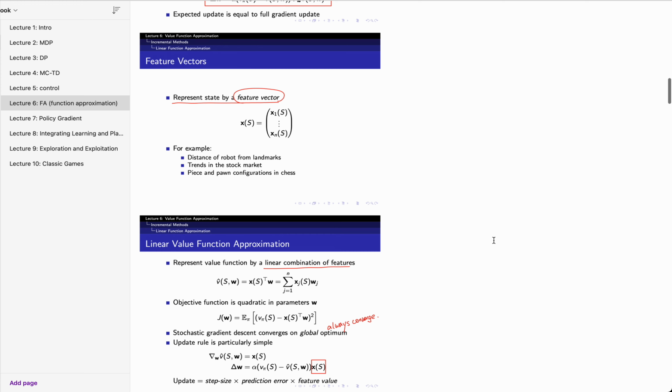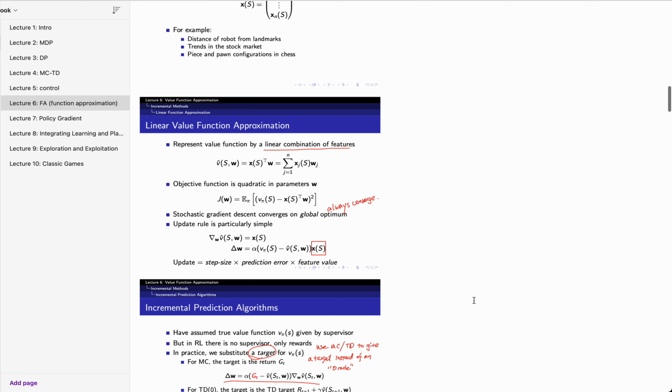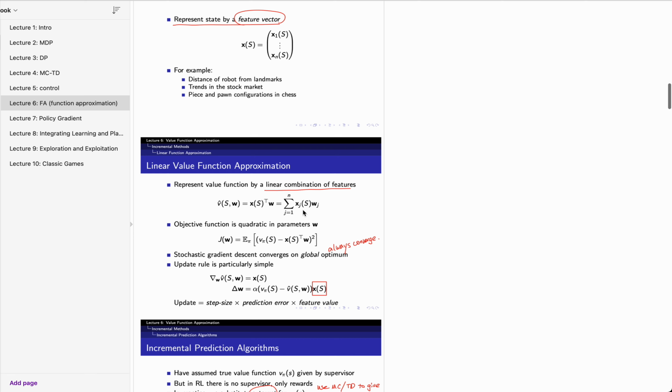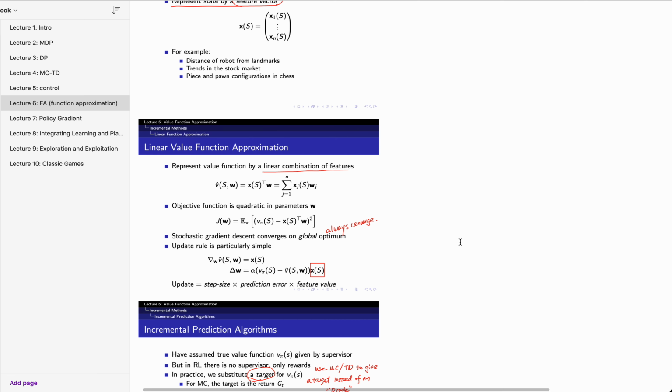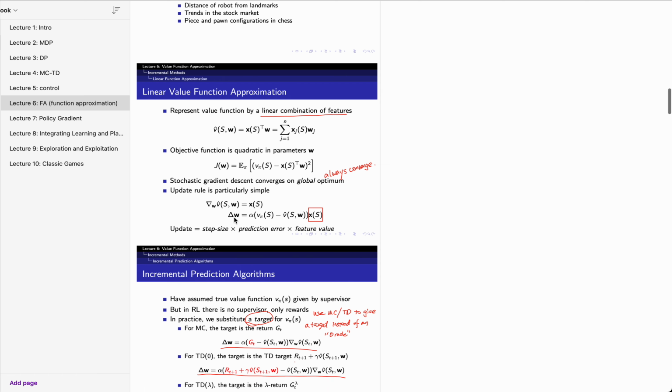Here it's using a feature vector x of s to represent a state. This feature vector would be multiplied by a weight. And then the update of the weight would be simply the learning rate, the step size, times the error, times the feature values.